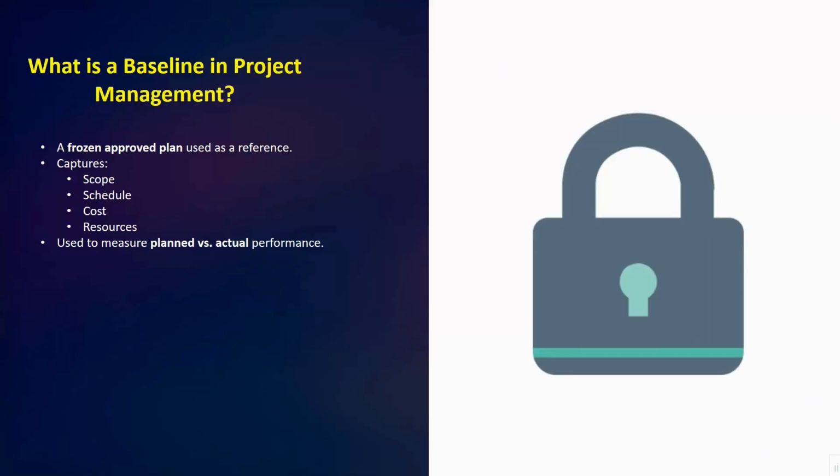First let's learn what a baseline is in project management. In project management, a baseline is simply the approved version of your project plan that has been formally agreed upon and then frozen for reference. Think of it as a snapshot of your project at the point of approval. Once the baseline is set, it becomes the yardstick against which all future project performance is measured.